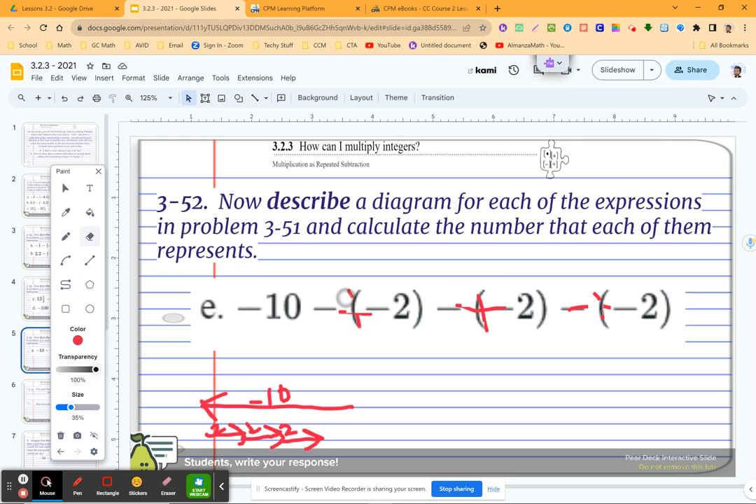Okay, so now that we have the diagram for that, it's negative 10 minus negative 2 minus negative 2 minus negative 2, which would give us a value of, okay, so this is the value that it gives us.